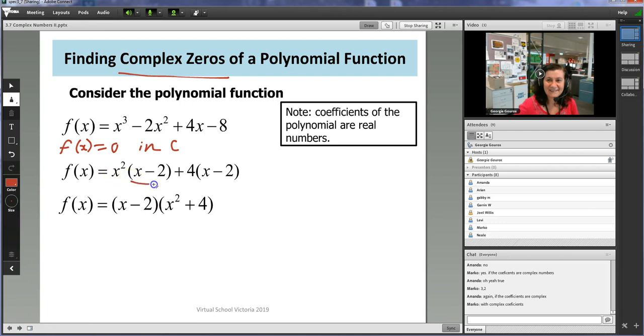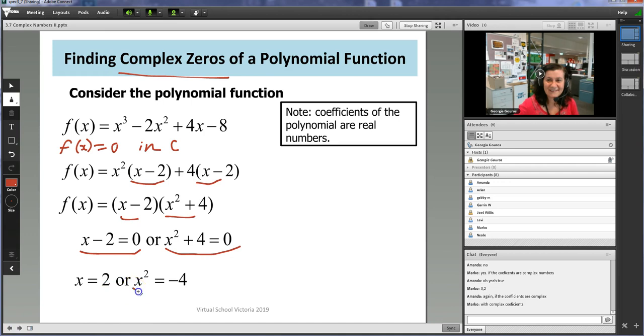Maybe you've seen this one called grouping. So you can factorize, and then you can solve that. You can use the null factor theorem to solve the factors: x minus 2 is equal to 0 or x squared plus 4 is equal to 0. And then you can progress to finding the solutions. x squared is equal to negative 4. This one is going to have complex solutions for it.